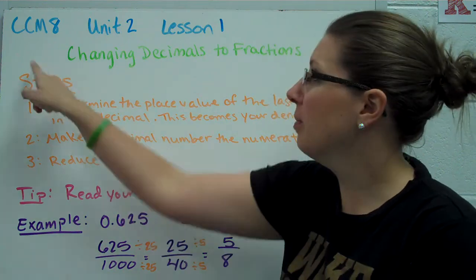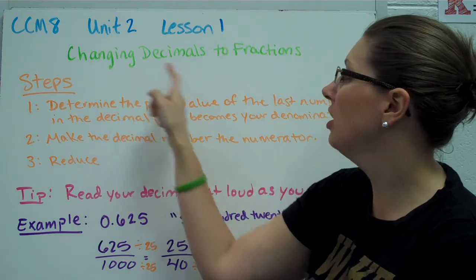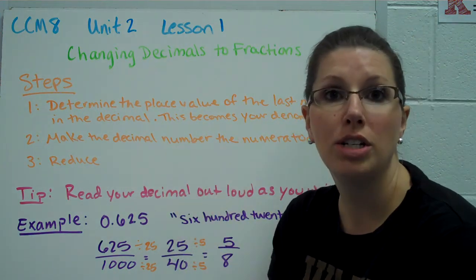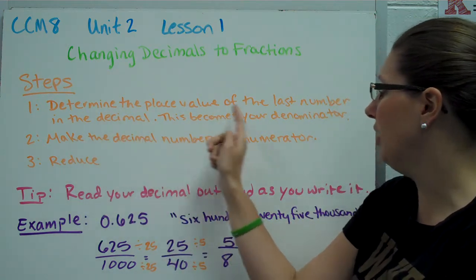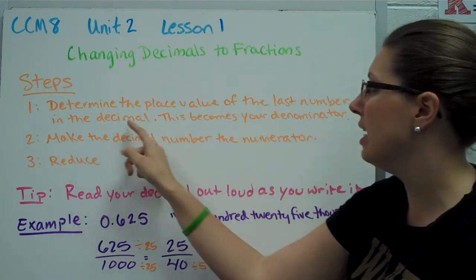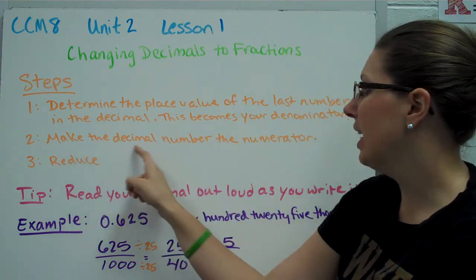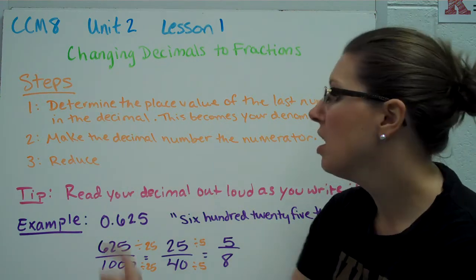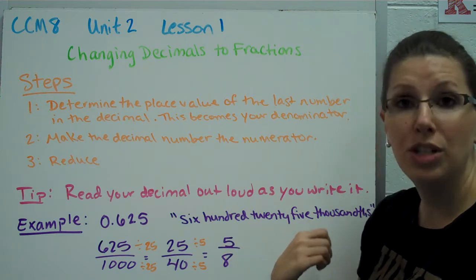Hi, today we're talking about CCM8, Unit 2, Lesson 1, changing decimals to fractions. There are 3 steps for changing a decimal to a fraction. First step is determine the place value of the last number in the decimal. This becomes your denominator. Make the decimal number the numerator, then reduce. A tip, read your decimal out loud as you write it.